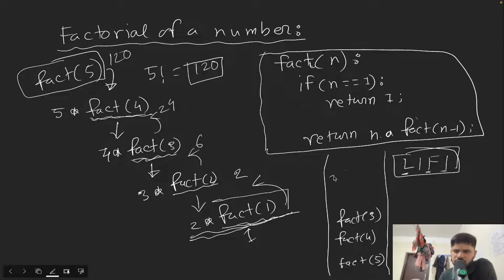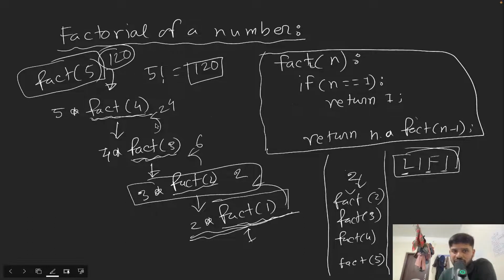Then it will be replaced, so here it will be something like 2 times fact 1. This one returns 1, so it will return 2. Then for fact 2, it will simply return 2. Then it will calculate 3 times factorial 2, and so on and so forth. At the end we will get 120. So recursion uses a stack data structure. The last function goes first; it pops first. And this is how recursion works.